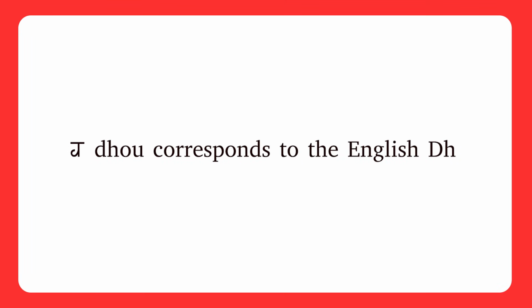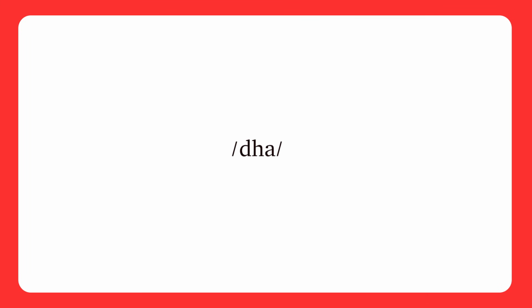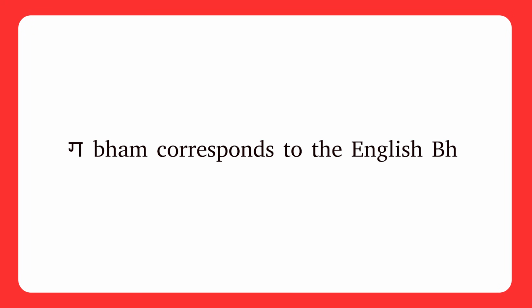The 26th letter Dau corresponds to the English DH with the phonetic value Dha. The last, 27th letter Bham corresponds to the English BH with the phonetic value Ba. Put all the 3 groups together, and we finally have the full 27 letters of the Meetei script.